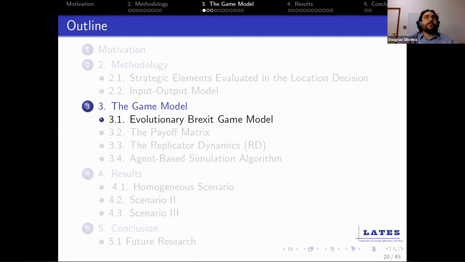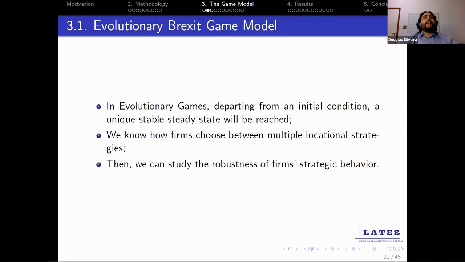So now I will discuss a bit about this game model. I will start with the evolutionary Brexit game model and some key concepts about evolutionary games. Departing from an initial condition, a unique stable steady state will be reached. By doing so, we know how firms choose between multiple locational strategies. And we believe that this is how we can study the robustness of firm strategic behavior.